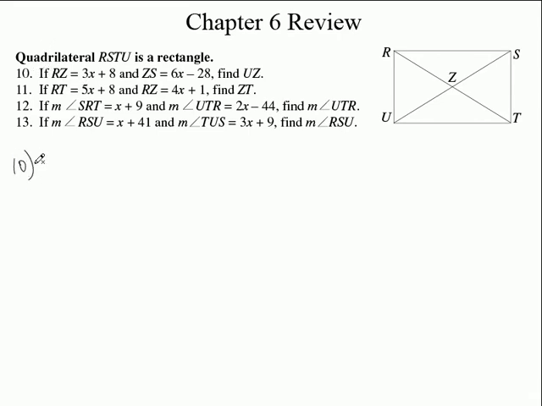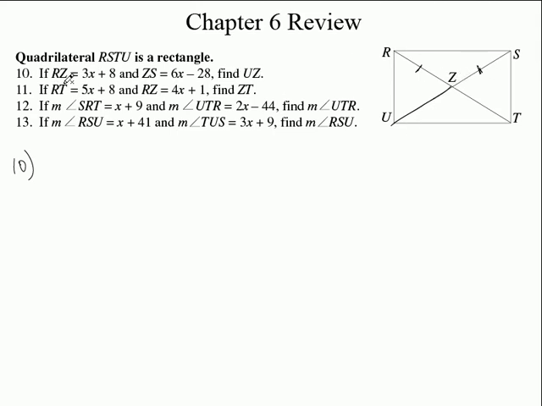So let's take a look at number 10. It says if RZ is 3x plus 8, RZ is this one right here, and ZS is this one right here. Remember, these two segments are equal to each other. Find UZ, so we're trying to look for this one. If I can find either RZ or SZ, I've got UZ. It doesn't matter which of these three we solve for. They're all going to be the same number.